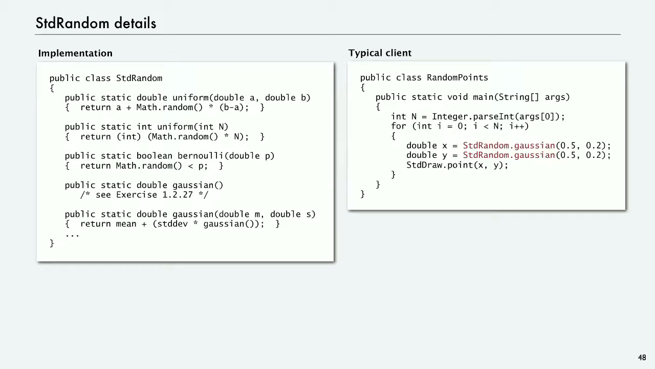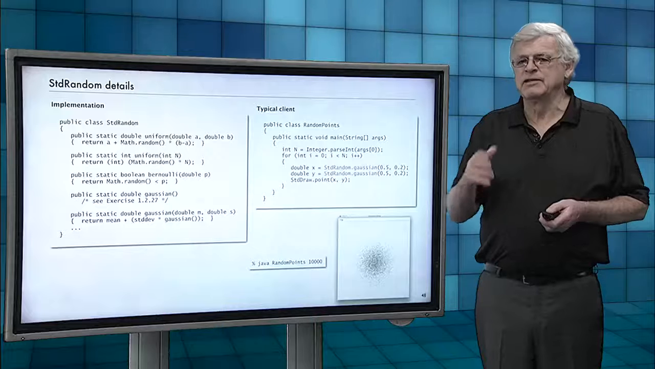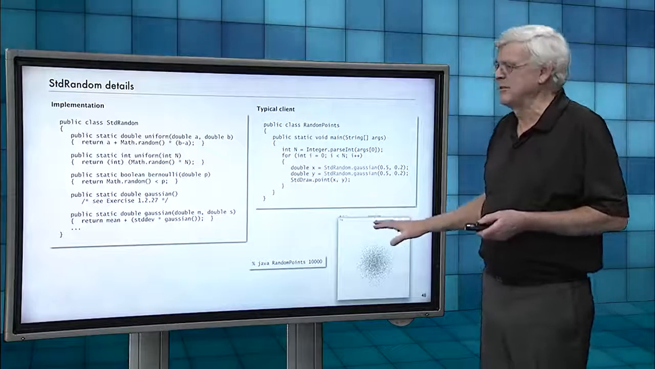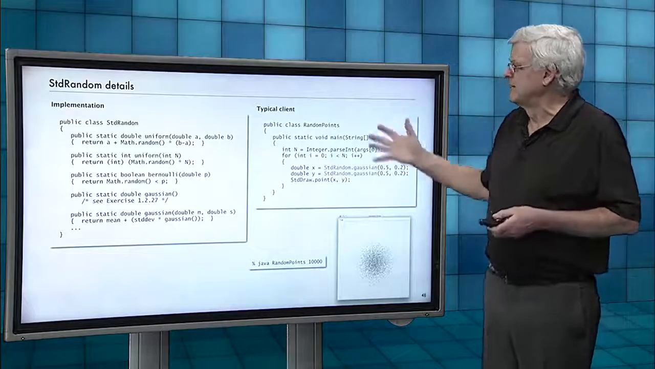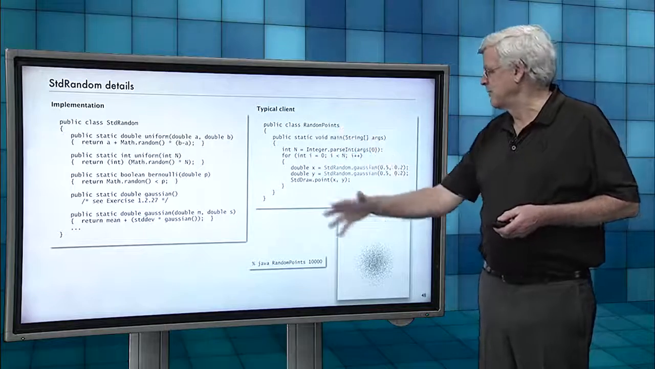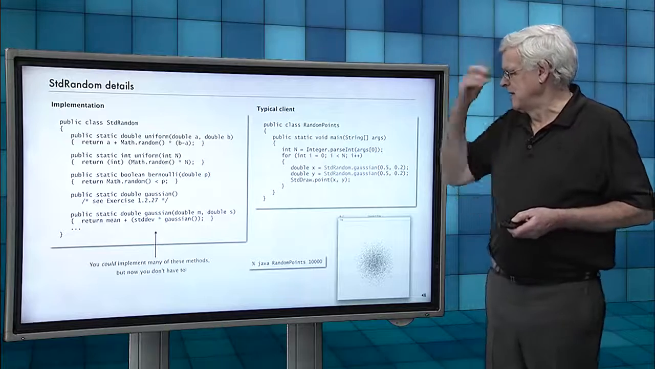And I'll take n from the command line and I'll draw a lot of them. So this is 10,000 points drawn in that way. Immediately we can work with randomness of maybe the kind that we're interested in studying. That implementation is done once, and we can work at a higher level of abstraction.